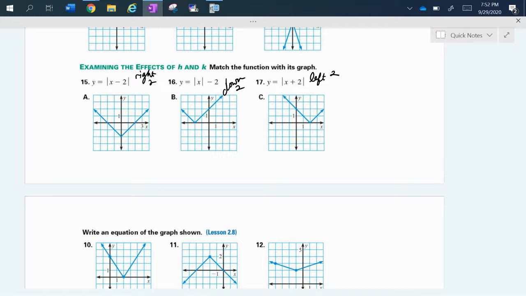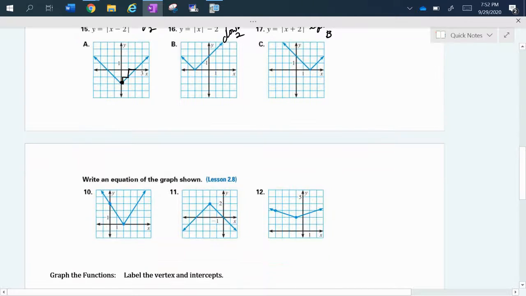I can say that 15 is C, and I can say that 16 is A. Notice A has a vertex at 0, negative 2, and the a is 1, so up 1 and over 1 every time. And then lastly, 17 is B.